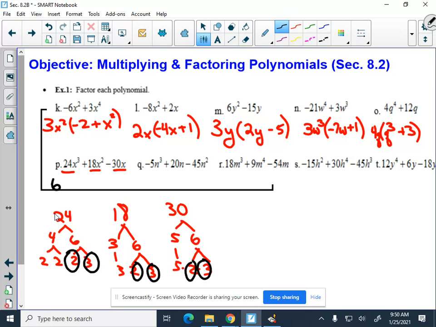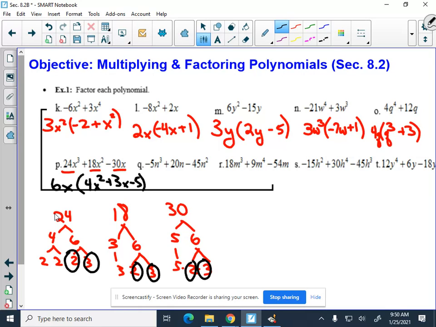Now you look at these, there's 3 x's here, 2 x's here, 1 x here. The most we can bring out is an x because the last one only has 1 x. So 6x is what we call the greatest common factor. 6x times 4x squared would get us 24x to the third. 6x times 3x would get us 18x squared. Minus 5 would get us negative 30x.